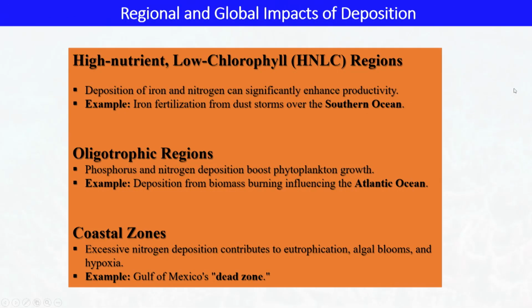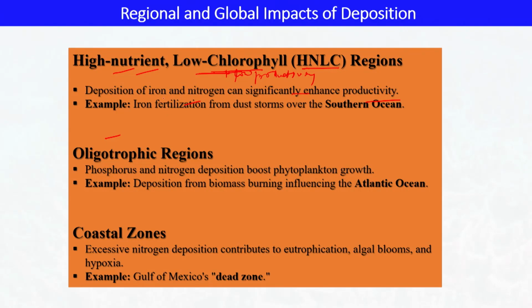And if you remember, what are the regional and global impacts? In the oceanic regions, we have high nutrient, low chlorophyll regions, which is called HNLC. HNLC means there are high nutrients but chlorophyll is low. This means even though huge nutrients are present, the productivity is low. So low chlorophyll means low productivity. So deposition, for example deposition of iron and nitrogen, can significantly enhance the productivity.